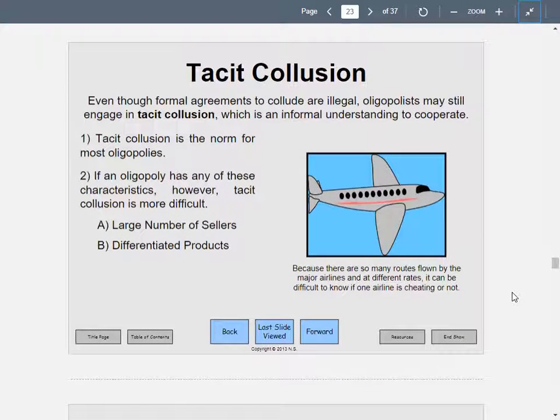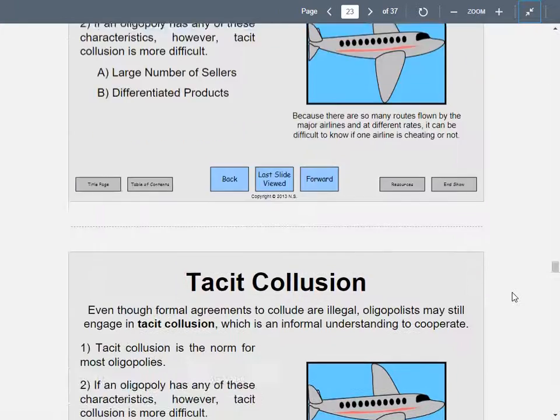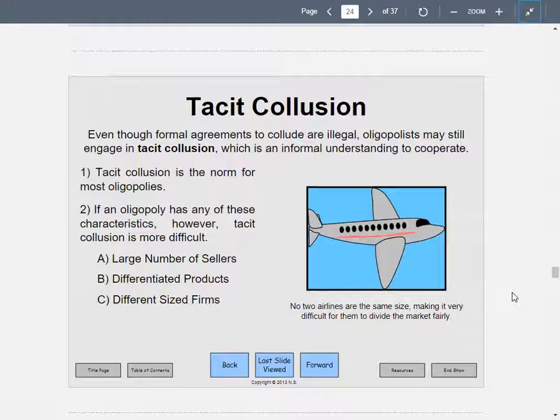Differentiated products. So if I'm over here selling oranges and you're over there selling soap, it's kind of hard to come to an agreement when we're selling two completely different products. Different size firms. If I'm a little guy and you're the big guy, I'm always going to feel like you're taking advantage of me because I feel like you're taking all my profits.